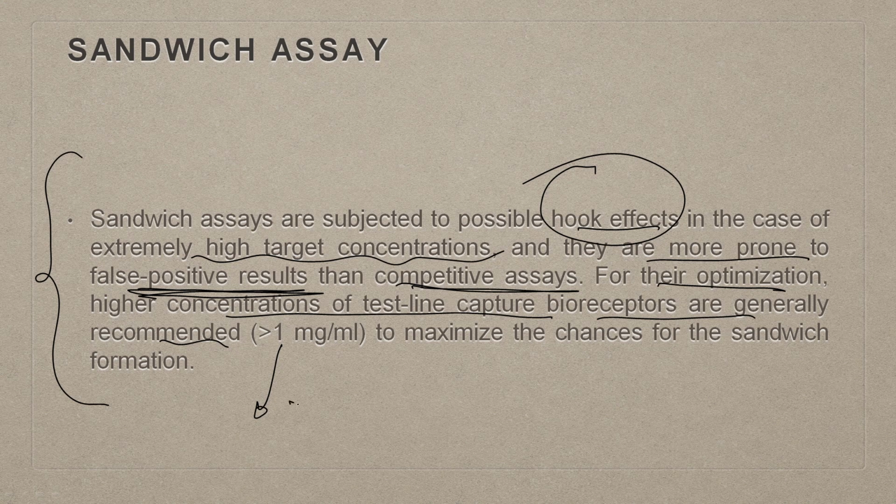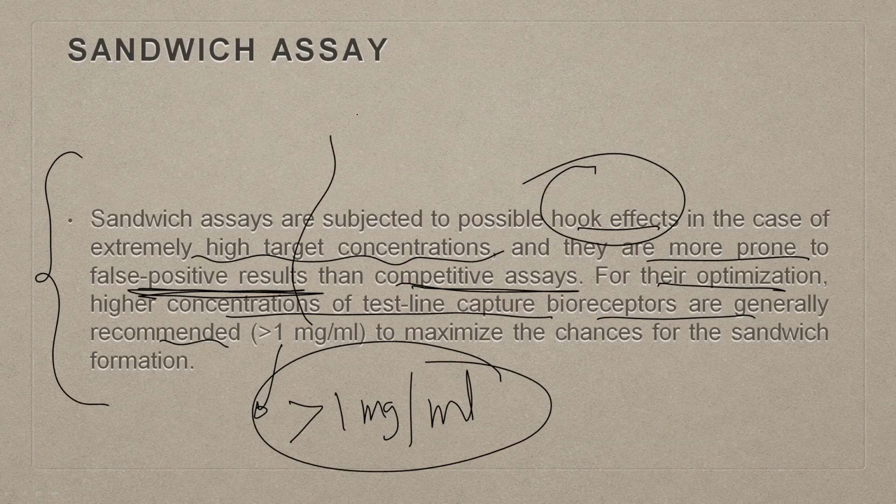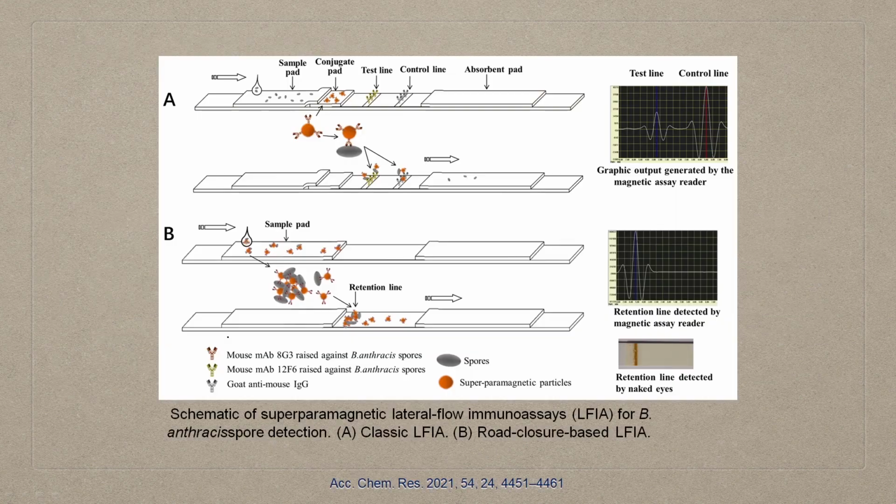So, that means you have to go for 1 milligram per ml. When you are talking about this kind of concentration, your need for antibodies will be far higher versus when you are doing a competitive binding assay. For non-competitive sandwich binding, your antibody requirements will be far higher, okay, to maximize the chances of sandwich formation, because you need a more dense concentration.